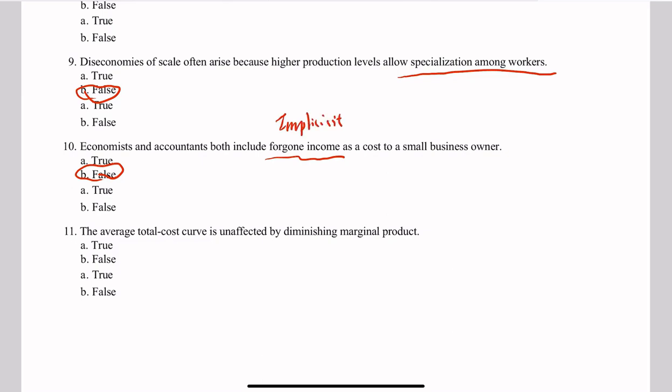So it's the implicit cost, which means economists will include foregone income as a cost, but accountants will not include this as a cost. Or you could say that for this foregone income, you will not actually see this cash outlay. So the accountant will not record this.